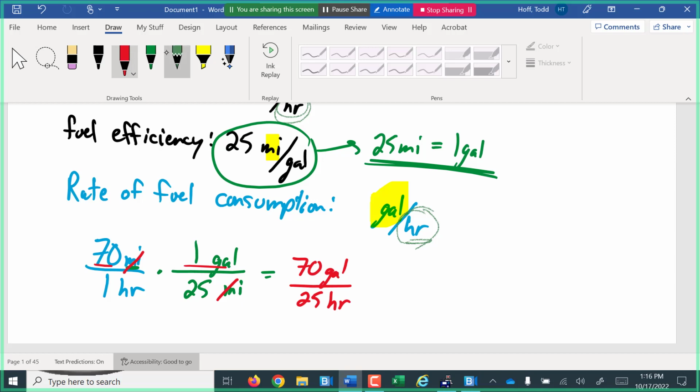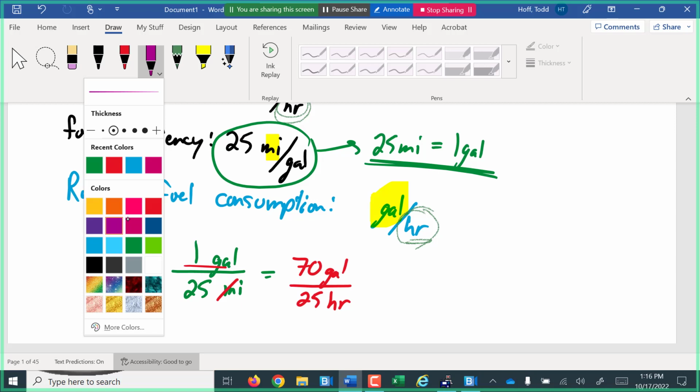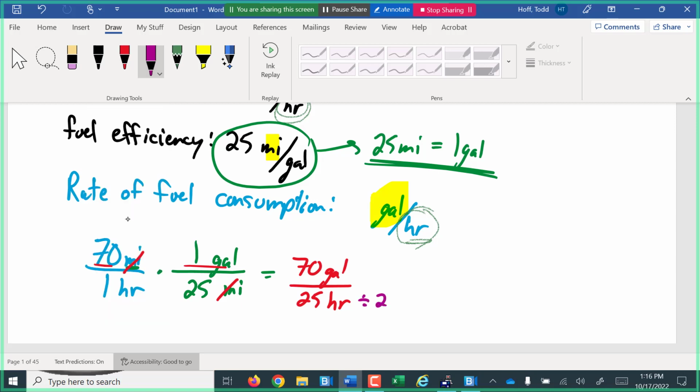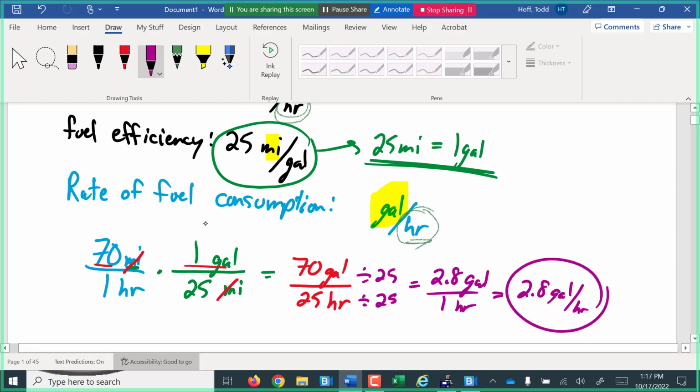And for a rate, we want to divide out the number of the bottom unit here. So this is 25 down here, so we're going to divide both by 25. 70 divided by 25 is 2.8 gallons. 25 hours divided by 25 is 1 hour. So that is 2.8 gallons per hour of fuel consumption. So you can see, once again, you don't need to know anything about the formula or what needs to be calculated. You just need to follow the units.